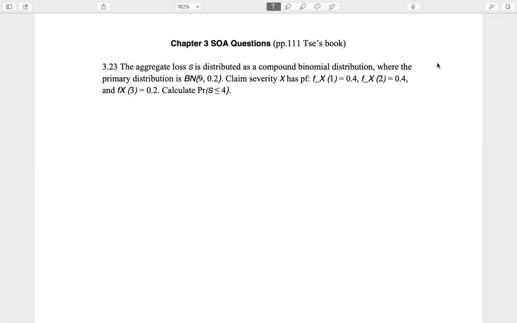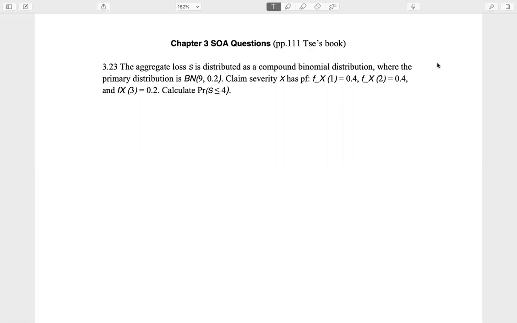We have an aggregate, which is distributed as a compound binomial. The primary obviously is binomial. The secondary has a discrete distribution. It takes values 1, 2, 3. Calculate the probability that the aggregate is less than or equal to 4.